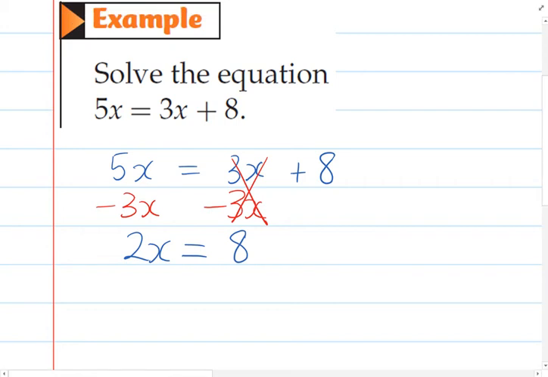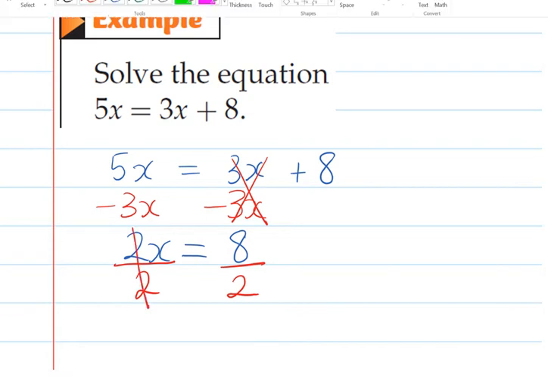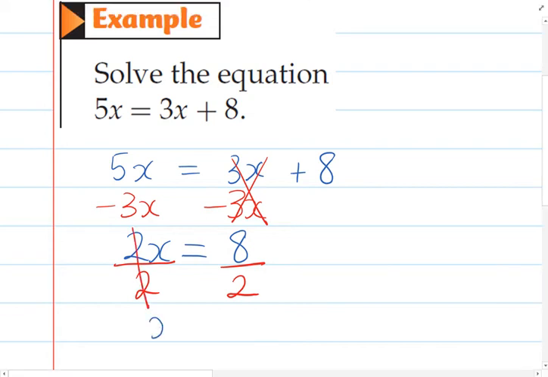Now all we have to think about is what do we do with this 2 in order to get x by itself. So because it's timesing with x, we need to do the opposite, which is divide. So we're going to divide both sides by 2. So those 2's cancel out, and all we're left with is x, and on the other side we've got 4. And that's our final answer.